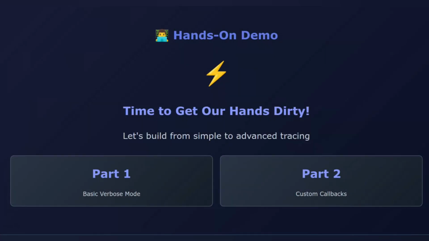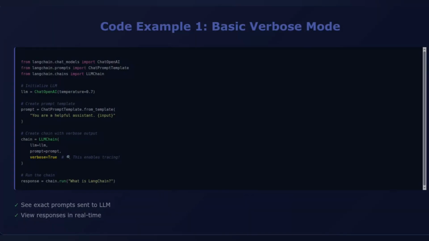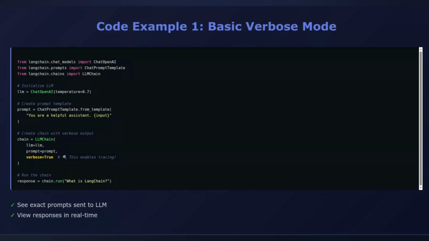Okay, enough theory. Let's get our hands dirty with some actual code. I'm going to show you a simple example first, then we'll build up to more advanced tracing. Here's a simple LangChain setup with verbose mode enabled. We're creating a simple conversational chain. Notice the verbose equals true parameter. This will print every step to the console. When we run this, you'll see the prompt template being filled, the LLM call being made, and the response coming back. See how we can see exactly what's happening? This is already super helpful.